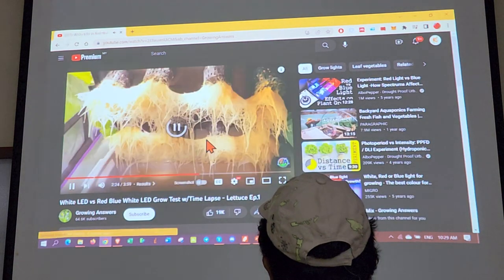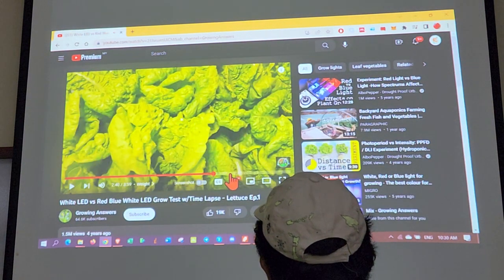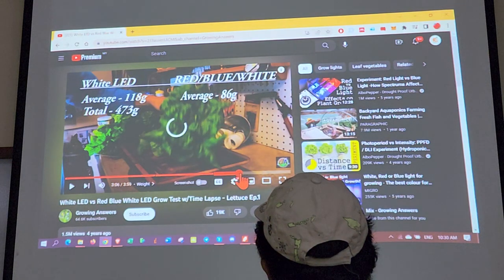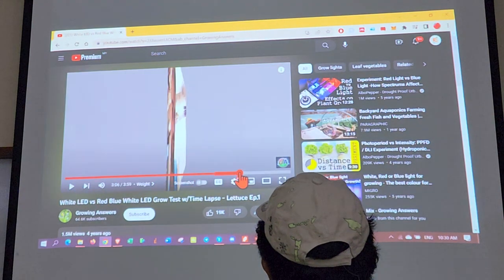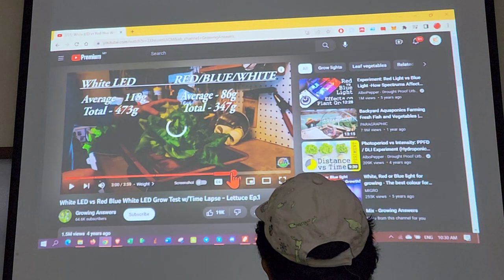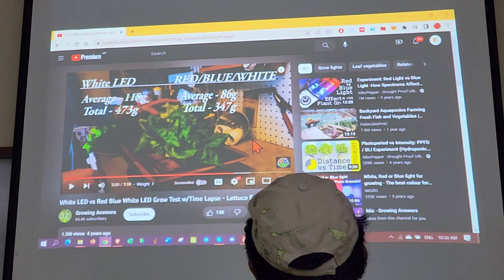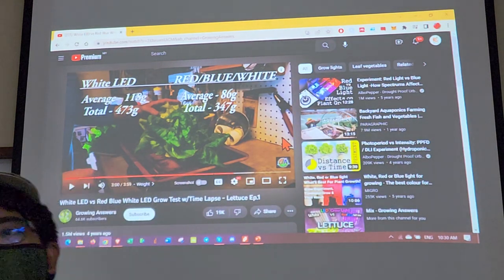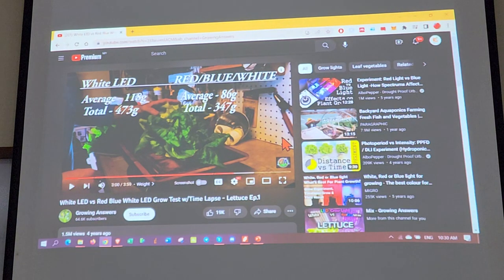So which one is better? The white LED or the colored LED? White. Why is it good? Yeah. So in many aspects, the white LED means full spectrum. Okay? It's good because of the higher biomass, good tasting, and so on.